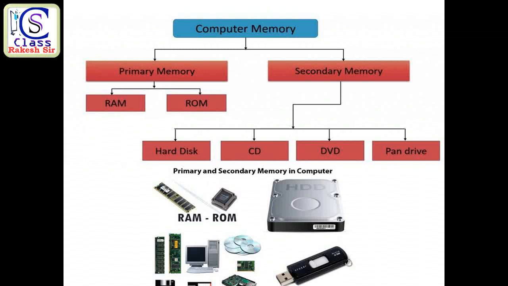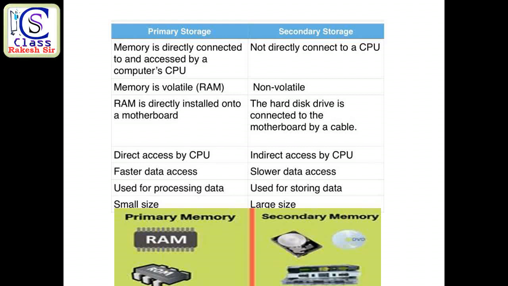Look at the examples of RAM and ROM. Here the pictures are showing RAM and ROM, and the rest are secondary memory. Now the differences between primary memory and secondary memory. The first difference written here is that primary memory is directly connected to and accessed by the computer CPU. It means primary memory is directly connected to the CPU for accessing, and secondary memory is not directly connected to the CPU.